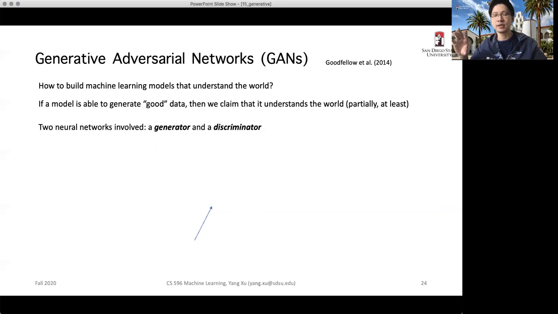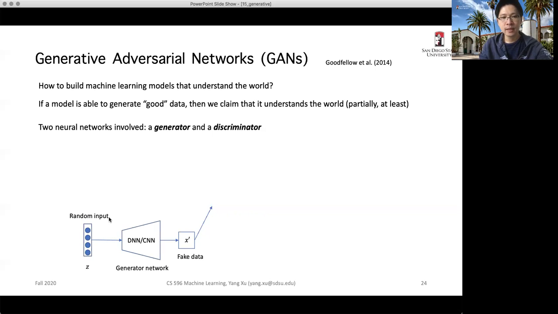The first one is the generator, who is in charge of drawing the pictures. And the discriminator, whose role is to tell whether the picture drawn by the generator is a fake or real. So it's actually two models that we need to train.